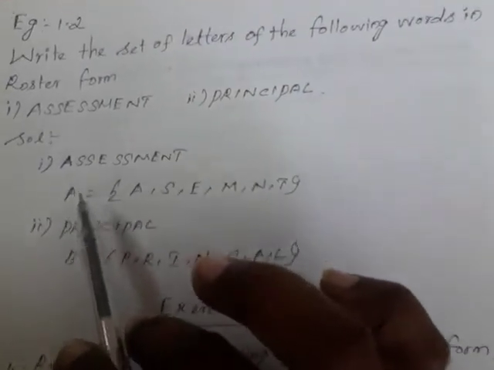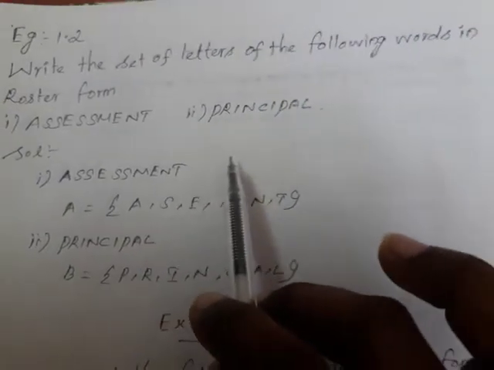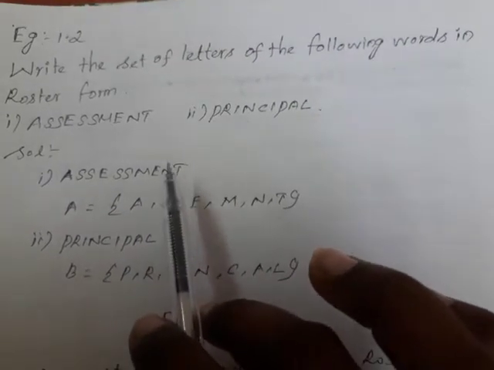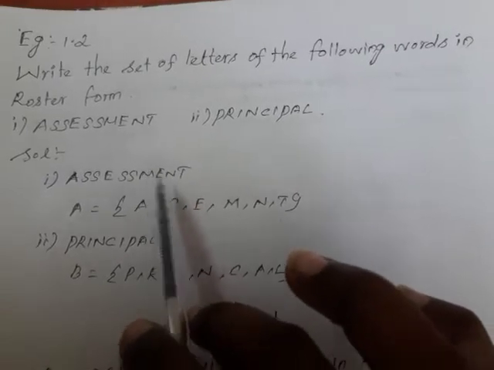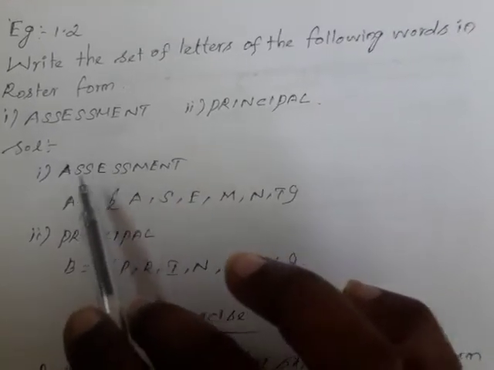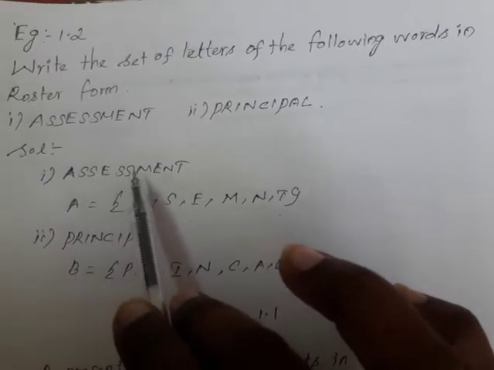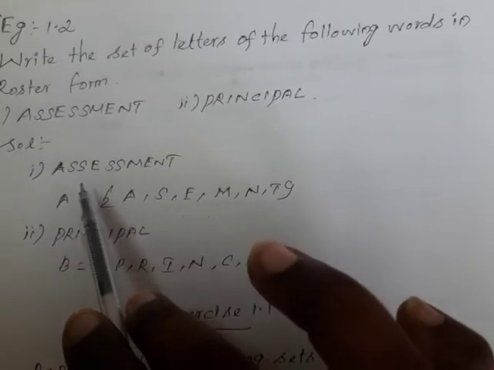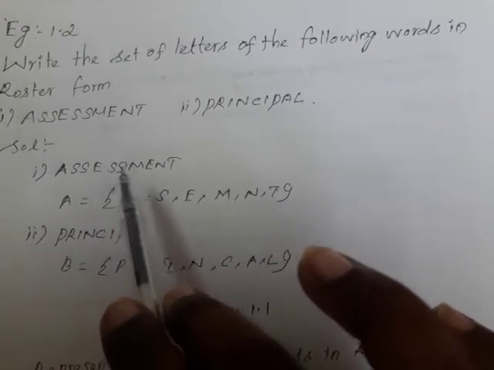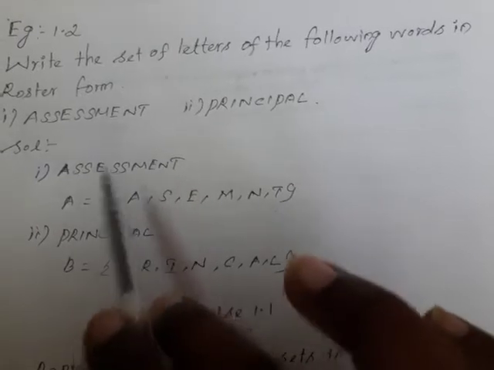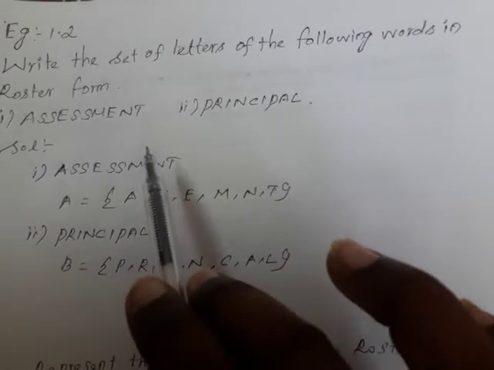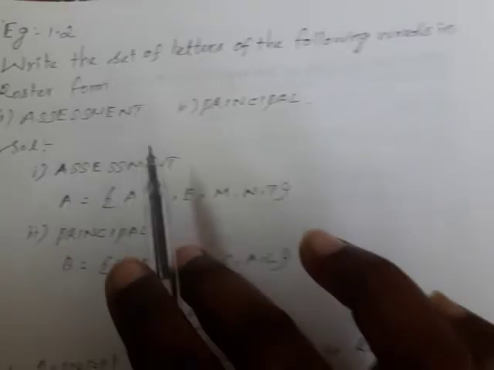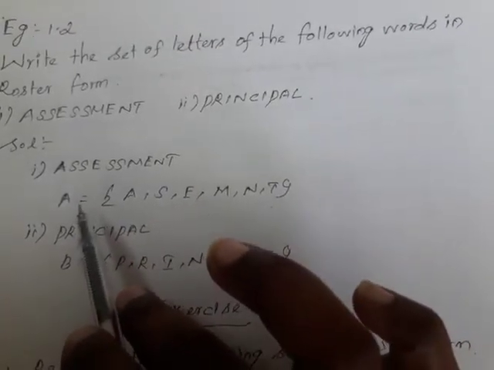So the first word is assessment. What are all the letters, the elements, that are there? Here we have to find out all the elements. Now here A S S E S S M E N T, assessment, is given. Here S is repeating 4 times and E is repeating 2 times. So there is no need to write the repeated letter again and again. What are all the elements? That is enough. So you have to give one name to the set.